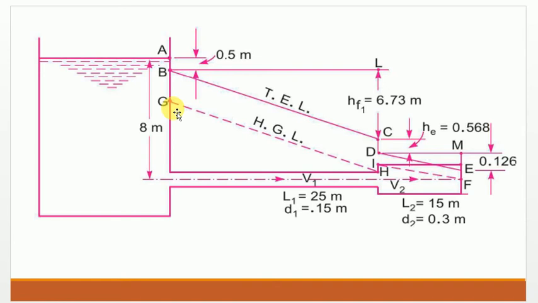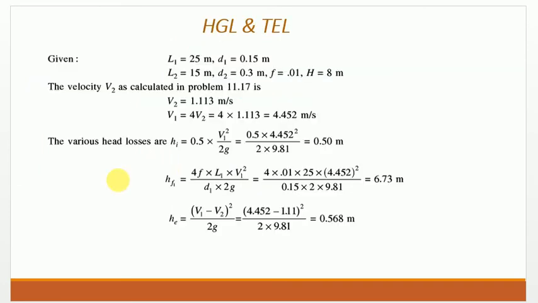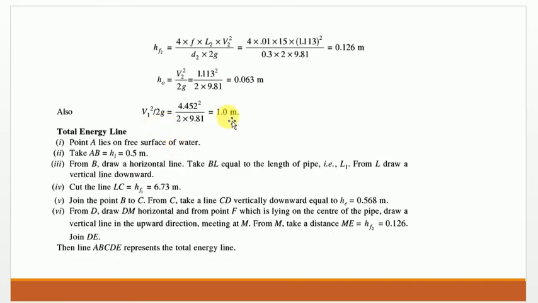Right. Now we're going to find the hydraulic gradient line. We know that the hydraulic gradient line is equal to the total energy line minus the kinetic head. The kinetic head in pipe 1 we know, which is 1 meter. The kinetic head in pipe 2 will be equal to 0.063 meter. The kinetic head is V square by 2G: V2 square by 2G for pipe 2, V1 square by 2G for pipe 1. So 1 meter and 0.063 meter.